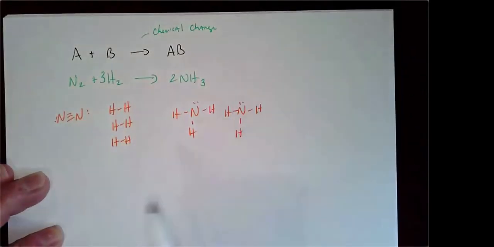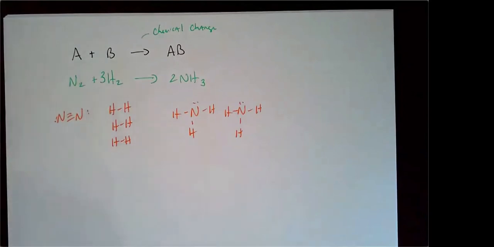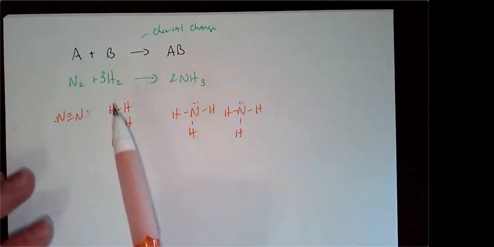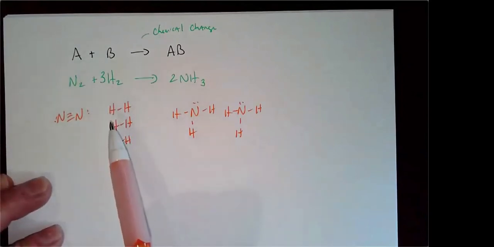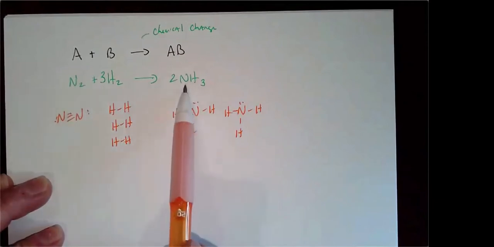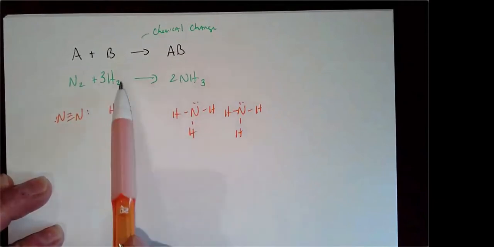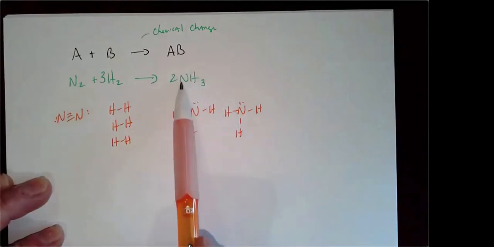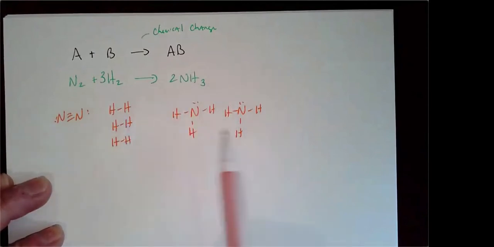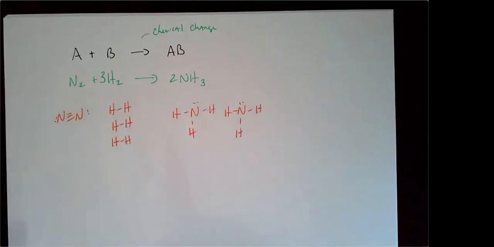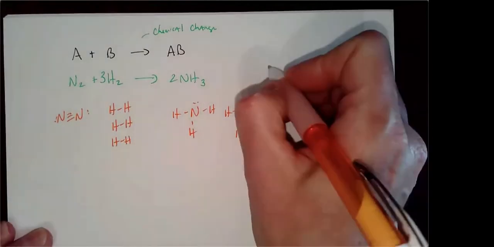So in a chemical reaction, I haven't altered my elements in any way. All I'm doing is rearranging the bonding. I start with 2 nitrogen here, I'm going to end up with 2 nitrogen here. I have 6 hydrogen here, I'm going to end up with 6 hydrogen here, but they're going to be bonded differently. Here they're bonded to themselves. Here I've created this ammonia. So this is a chemical reaction.